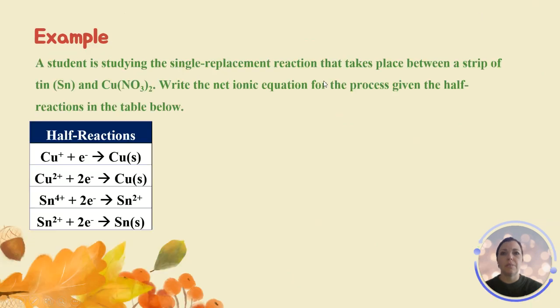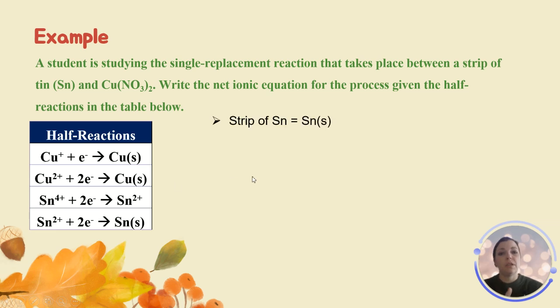So we're going to look at an example here. A student is studying the single replacement reaction that takes place between a strip of tin and copper 2 nitrate. Write the net ionic equation for the process given the half reactions in the table below. Before I show you the actual answer, I do want to point out that 3 of these half reactions use 2 electrons and 1 only uses 1 electron. So in the event that one of the half reactions that we use will be this one, we would need to multiply that half reaction by 2 so that it would show that 2 electrons are being transferred.